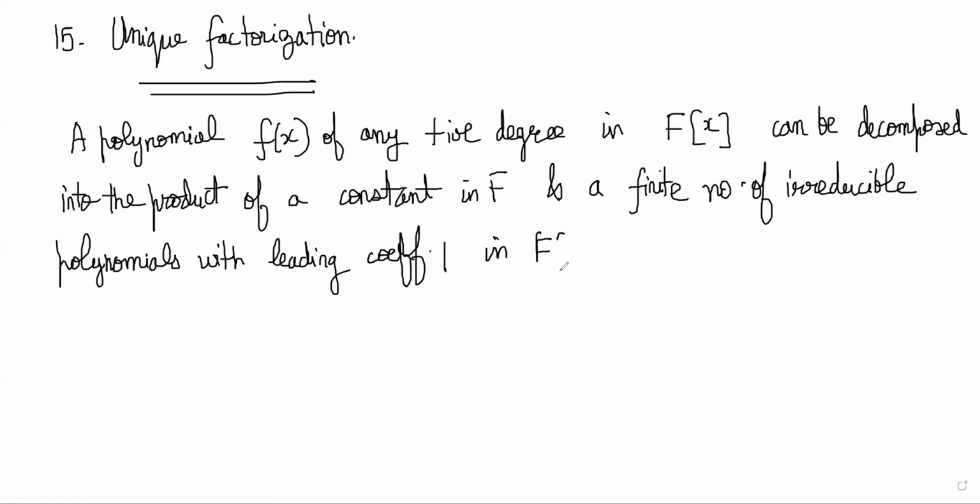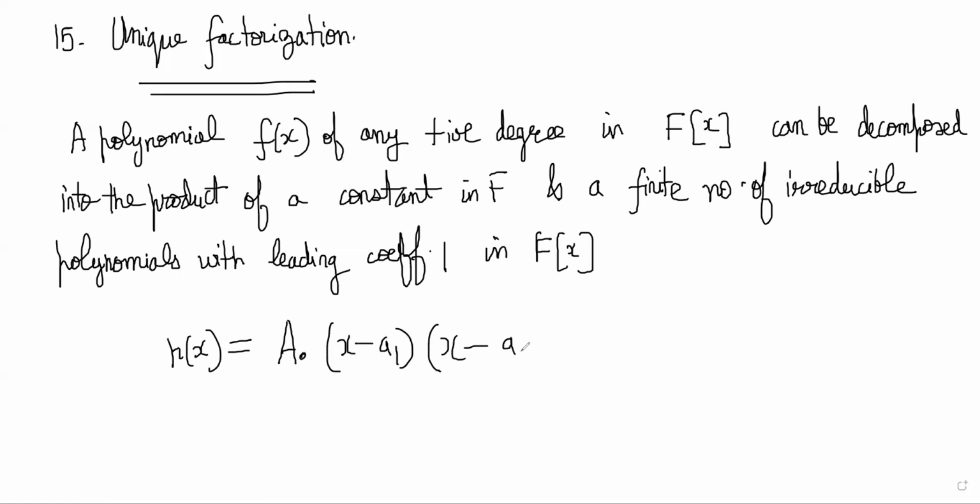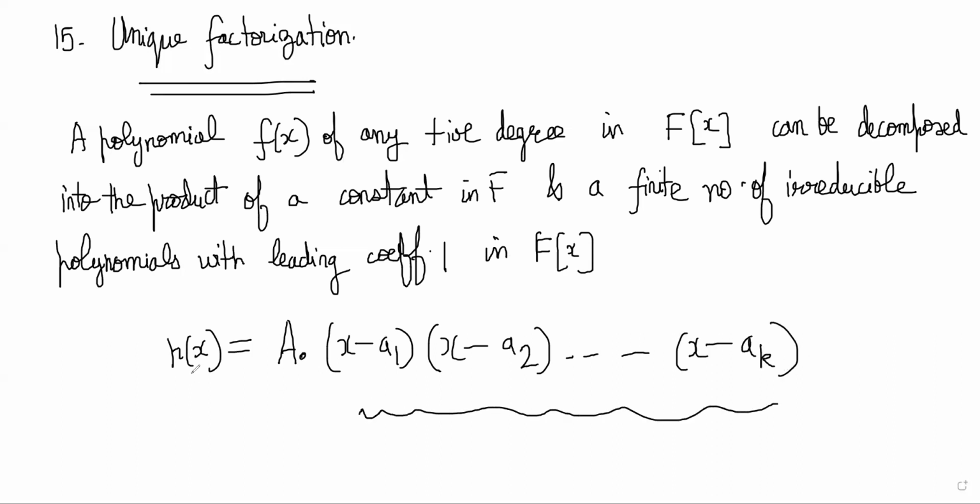in F of x. So basically, what are we saying? Any polynomial p of x can be written as the product of a constant capital A and some finite number of irreducible polynomials in F of x. Like, depends on the degree of p. If the degree of p is k, there should be k irreducible factors here with leading coefficient 1, and there should be a constant here which decides whether the leading coefficient of p of x is 1 or not, right? And what we also know is that this factorization of p of x is going to be unique, just like any number can be factored in a unique way with prime numbers. Similarly, here this factorization is also unique.